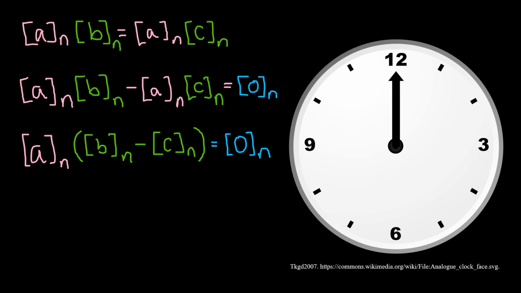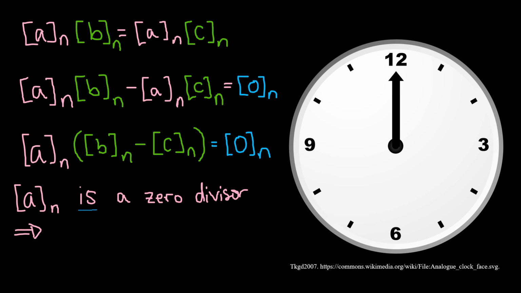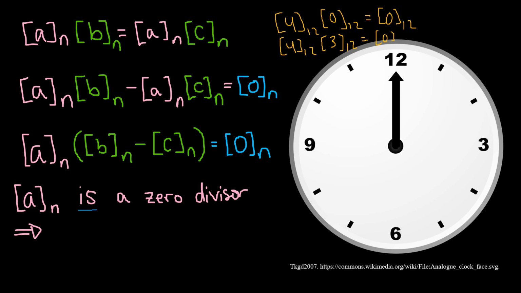All right, let's try and deal with that uncancelable monster. Let's say a mod n is a zero divisor. Well, what does that entail? Let me remind you with this clock right here. We had that 4 mod 12 times 0 mod 12 is 0 mod 12. But we also had that 4 mod 12 times 3 mod 12 is 0 mod 12. And let me really emphasize that neither 3 mod 12 nor 4 mod 12 are 0. But multiplying these two non-zero things gives us 0. That's the power of the zero divisor, that it can take two non-zero things and turn it into something 0.